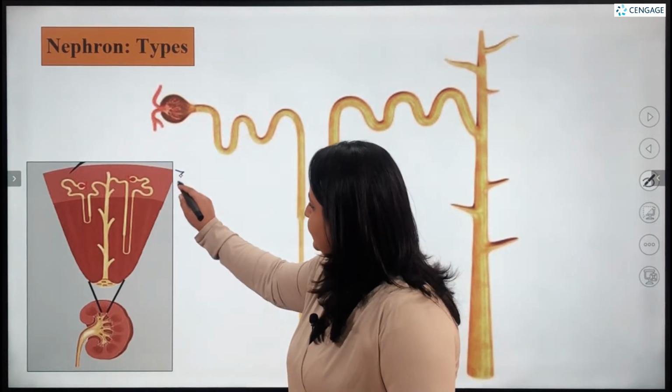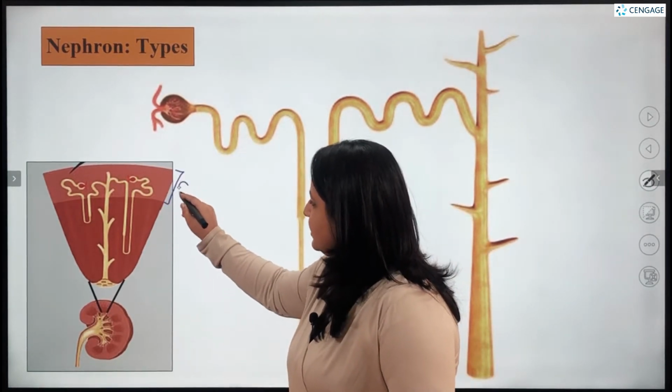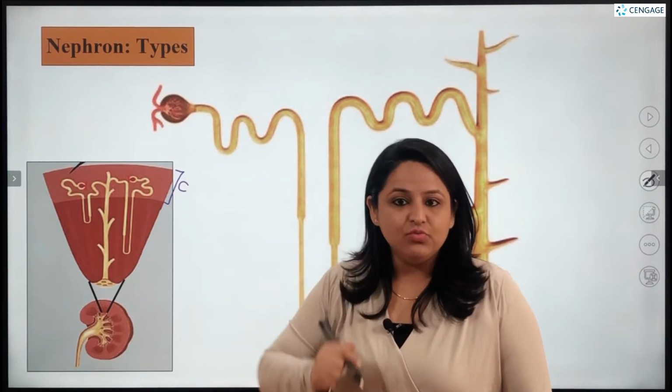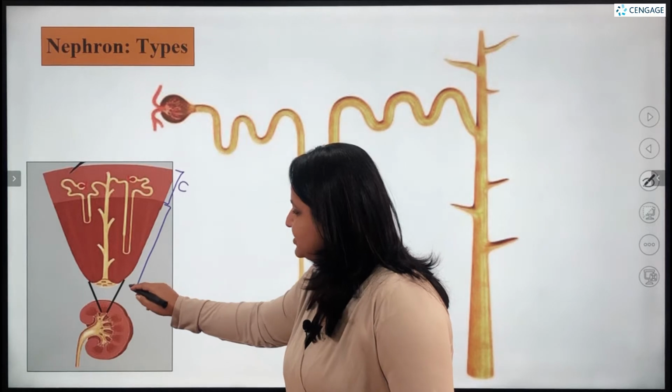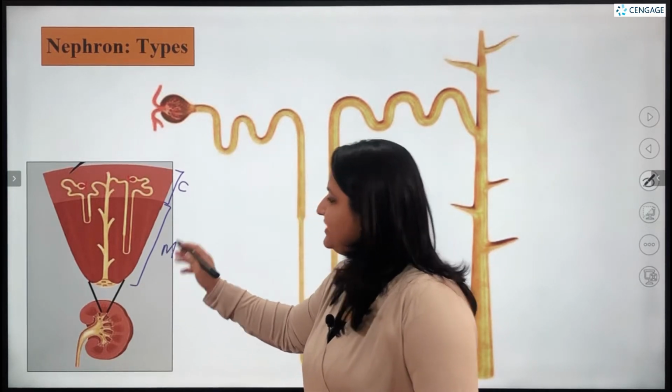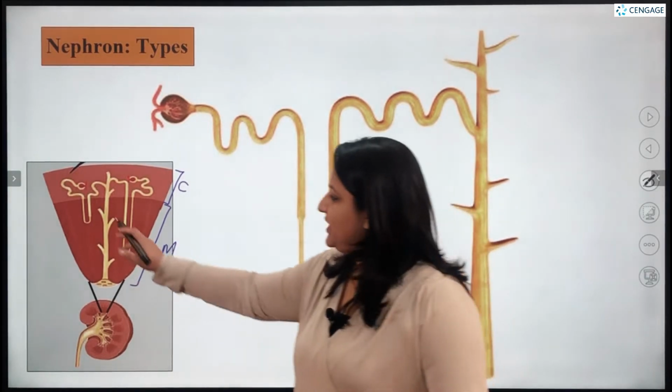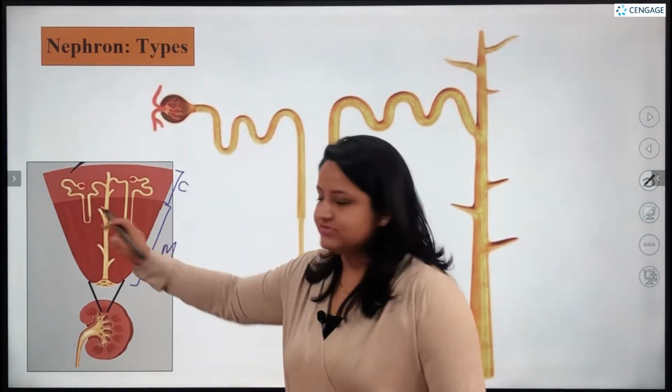This light colored part is generally the cortex portion. It is the outermost part. And this dark colored portion is the medulla portion of the kidneys. And this is the way in which the nephrons are arranged.